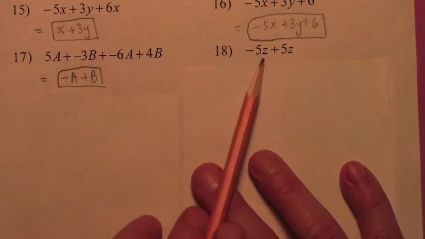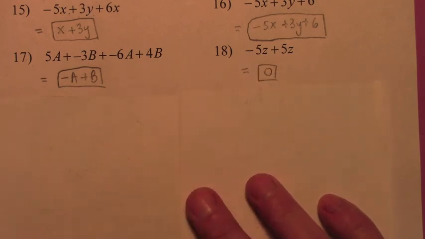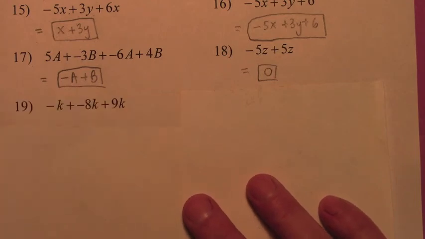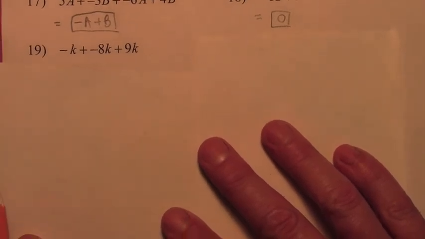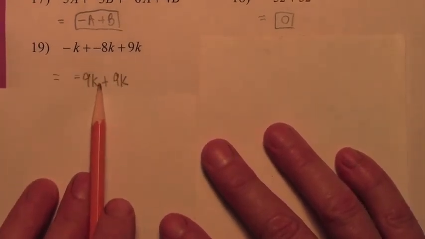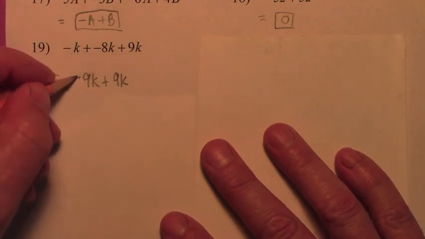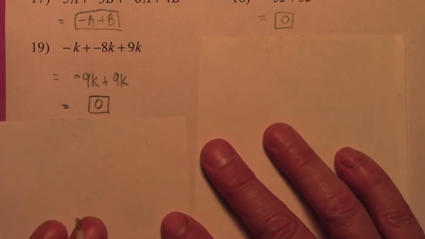Here, these are like terms. Negative 5z plus 5z. We get 0z, which we just write as 0. Don't write as 0z. Although that's not wrong, it's just better to write as 0. How many terms do you see here? 3. Are there any like terms? Yes, they're all like terms, aren't they? So you can add them all. If you add the first two together, you get negative 9k, right? And then when you add negative 9k to 9k, you get 0k, or just 0.